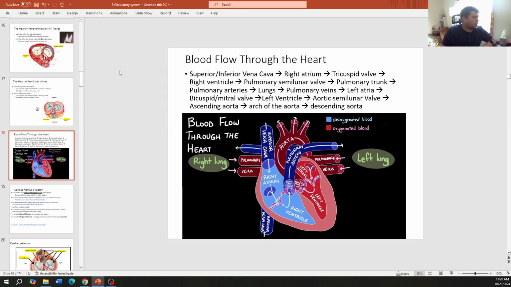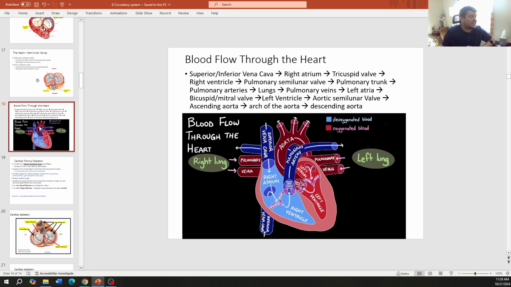Okay, so that is the whole overall flow of the blood. Again, don't give too much time into this. This just kind of helps us understand a little bit these different structures and how they interact with each other. I think it's a little bit helpful.